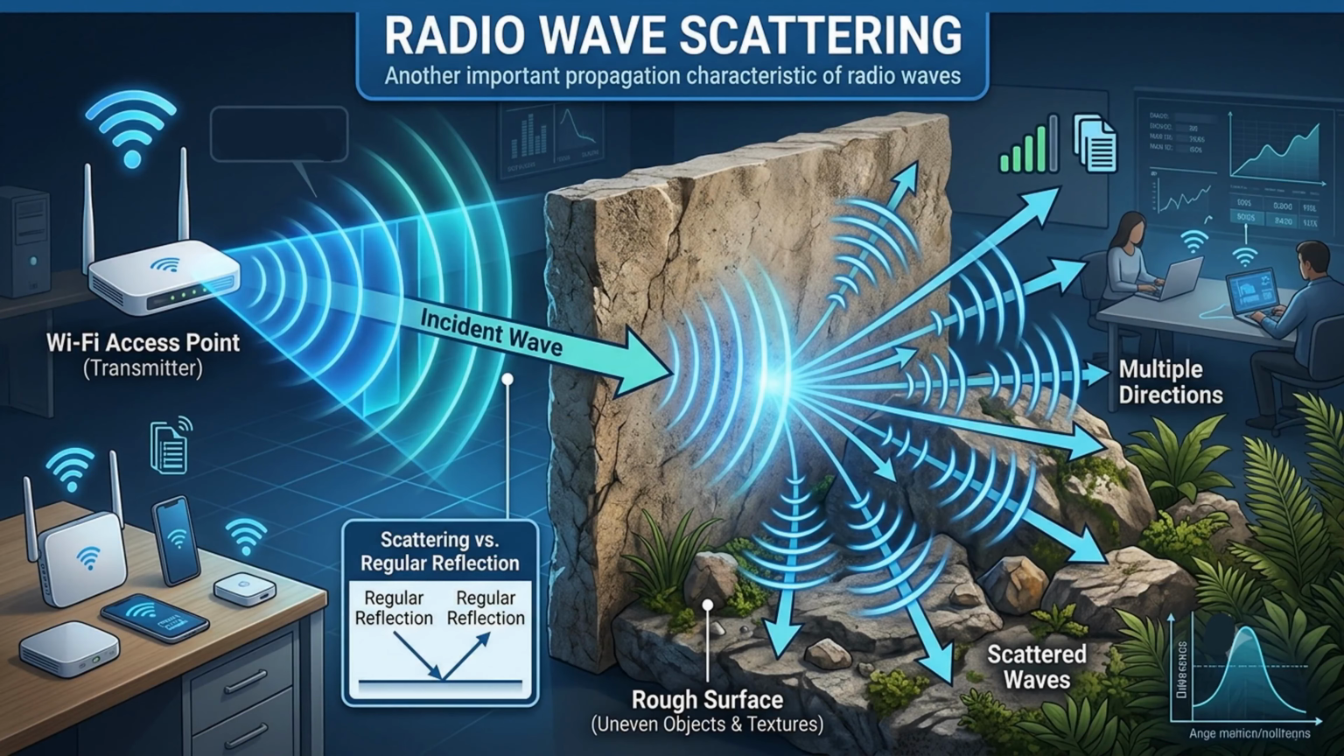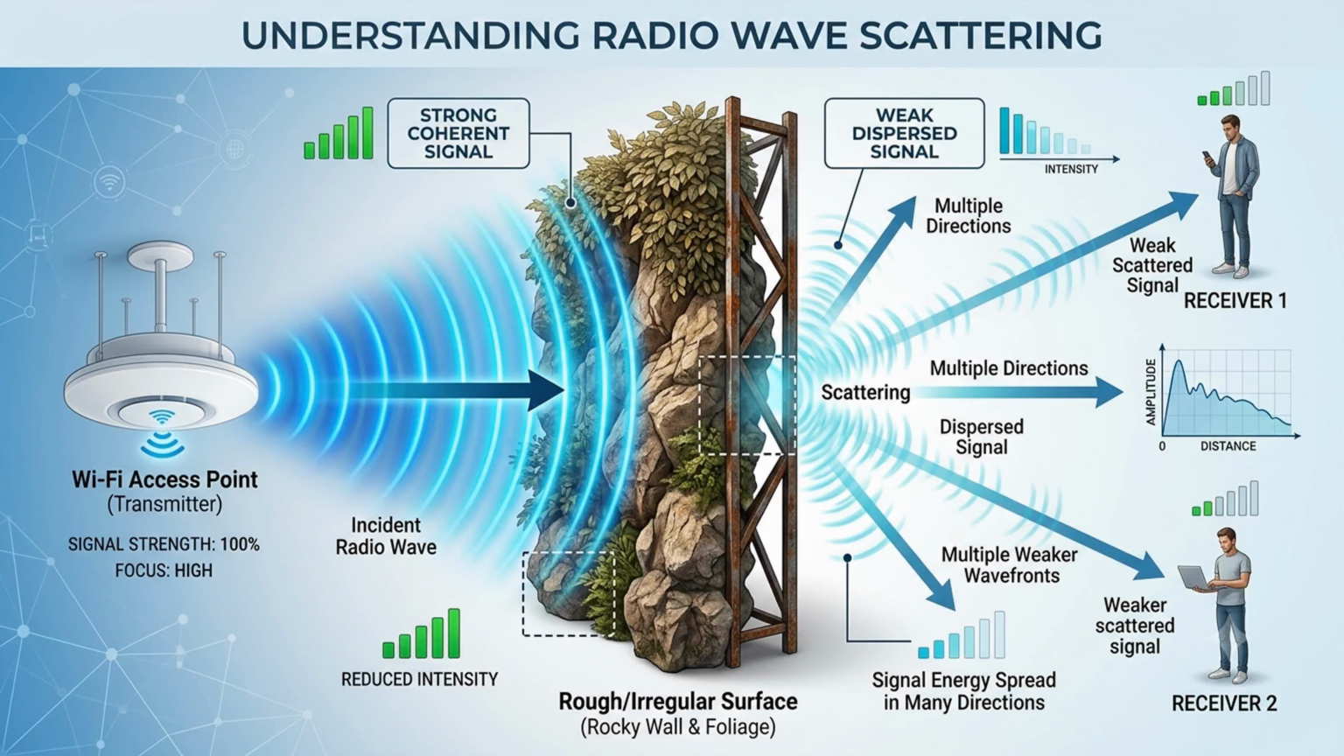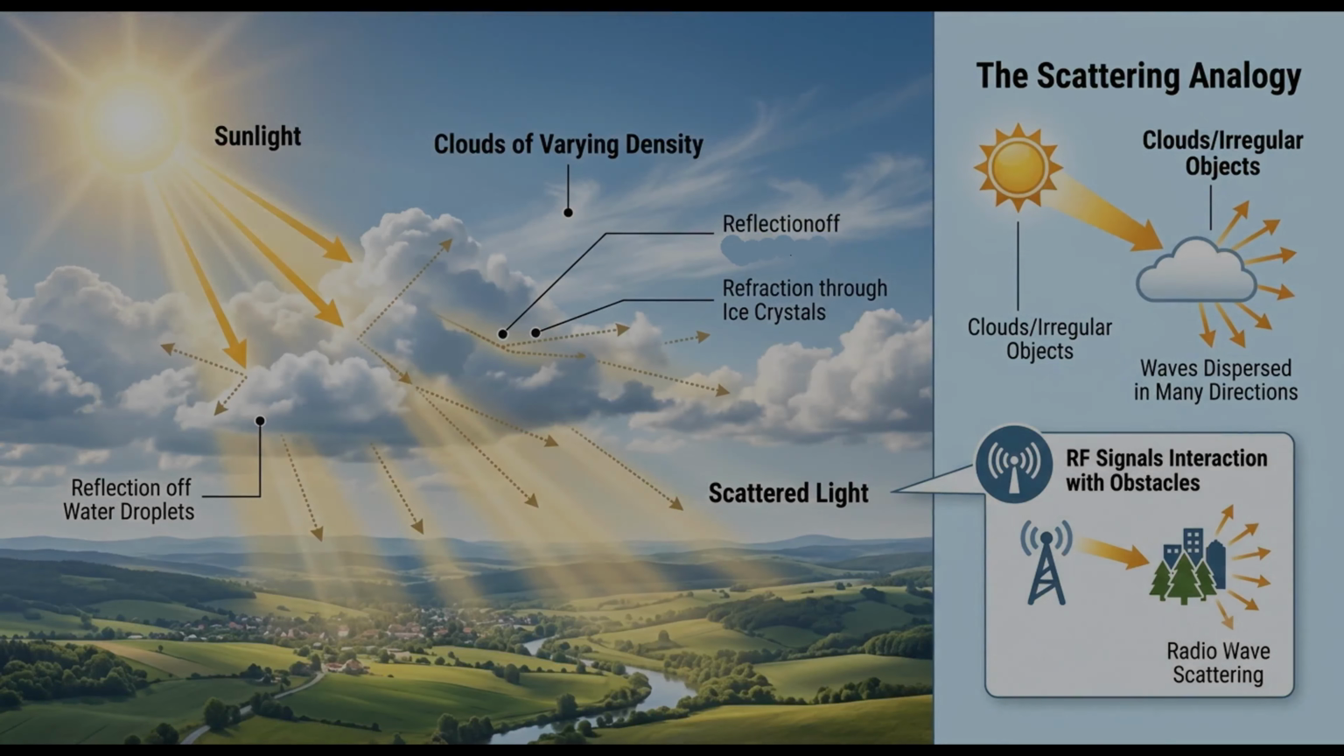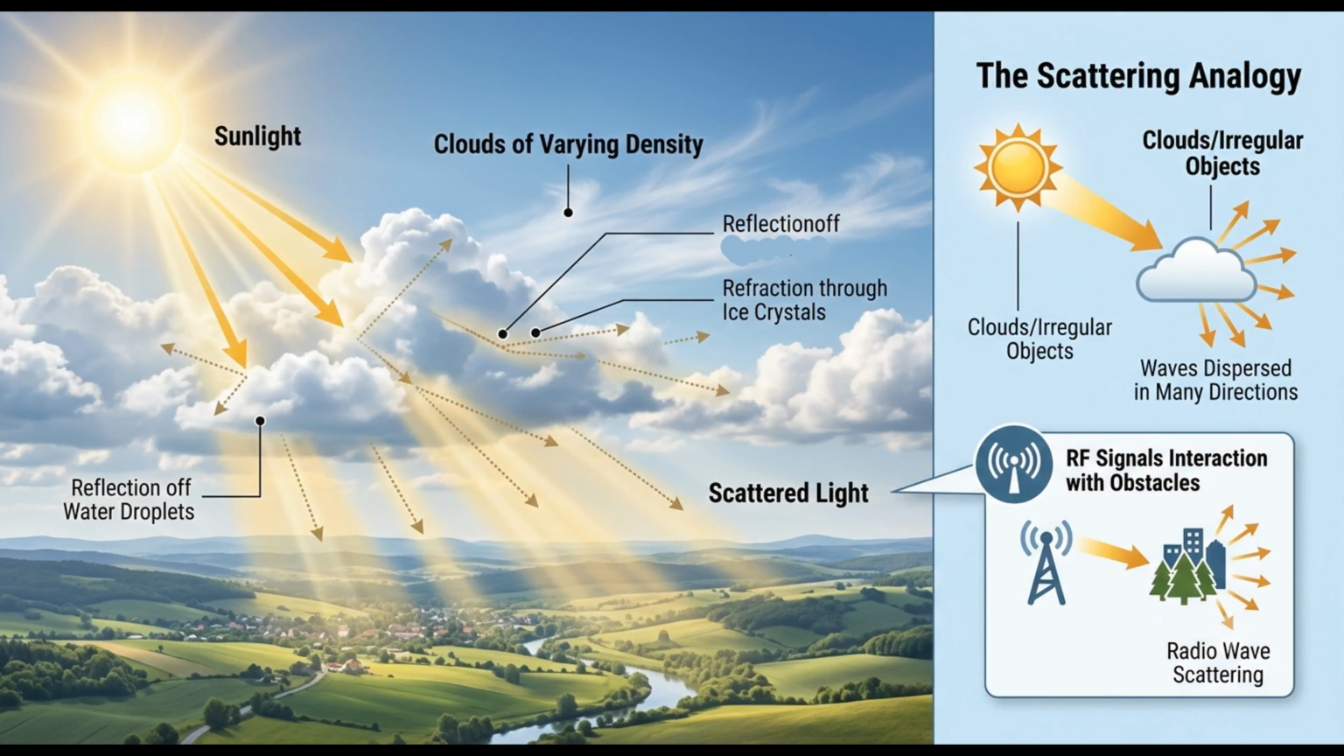Radio wave scattering. Another important propagation characteristic of radio waves is scattering. Scattering occurs when radio waves encounter rough, irregular or uneven surfaces. Instead of reflecting in a single predictable direction, the signal is dispersed into many different directions, creating multiple weaker wavefronts. A useful analogy is sunlight passing through scattered clouds.